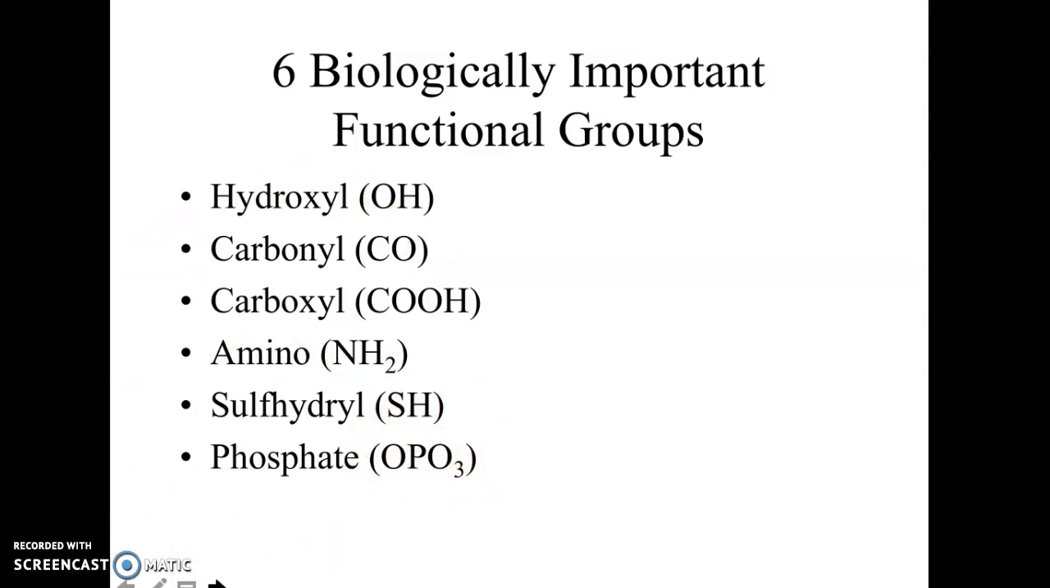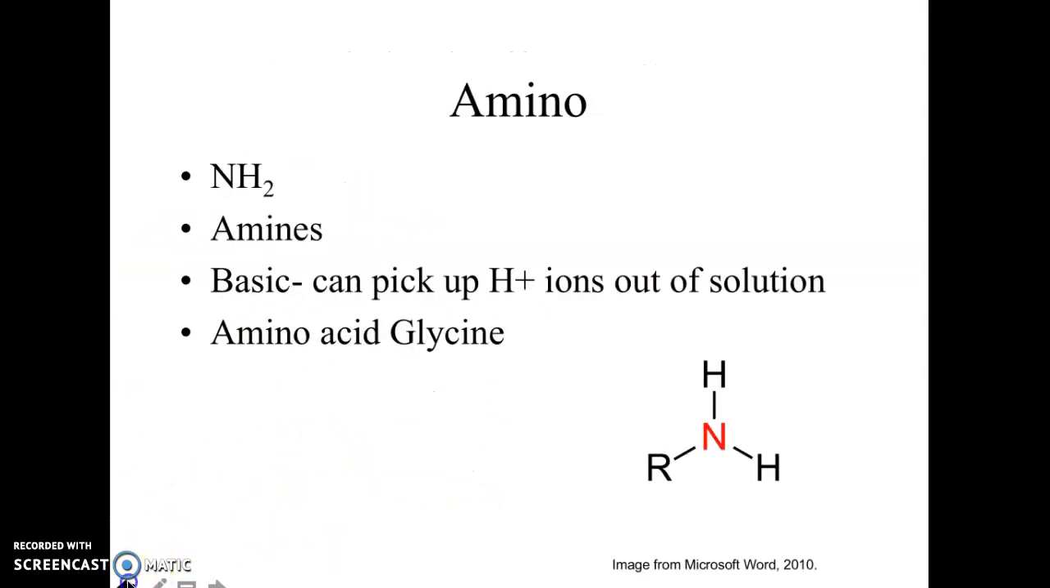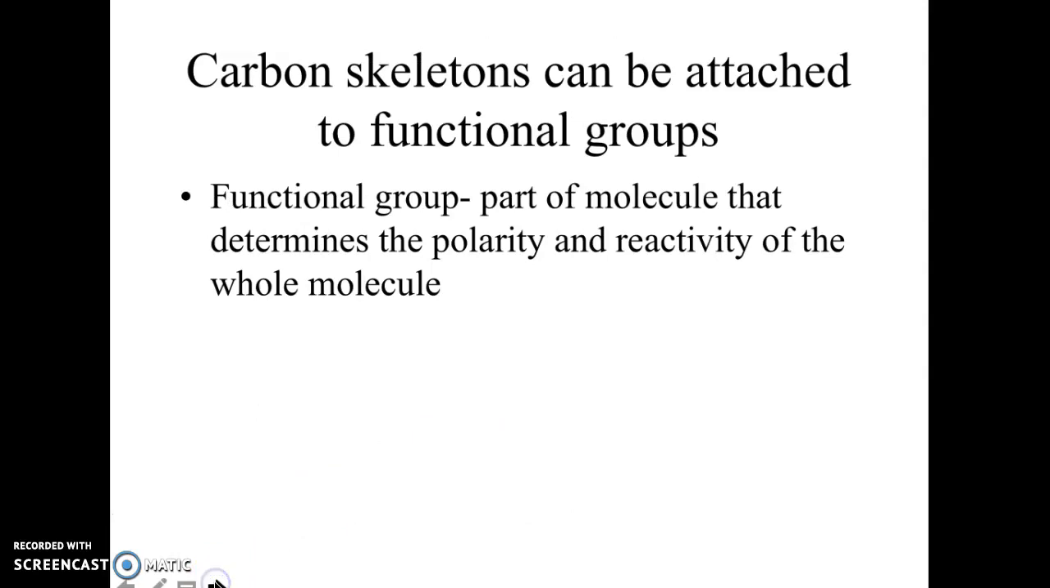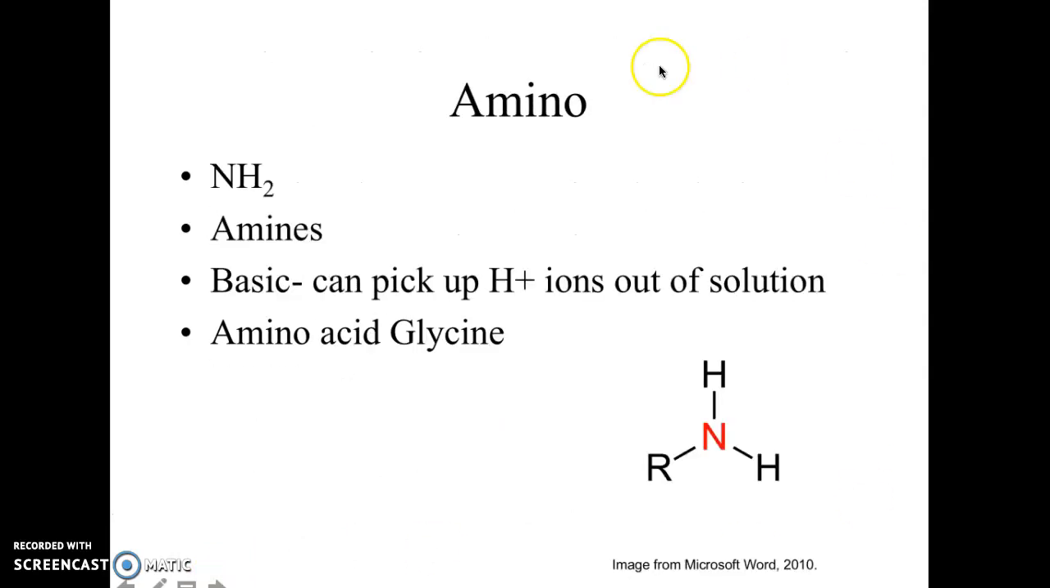These are functional groups that might very well be attached to our chain, right? So they might take off one of these hydrogens and put one of those functional groups there. And that's going to change how it reacts with something else, how it's going to work with something else, its polarity, etc. One example I'm showing you here is the amino group. This one is very different. It's NH2. We call these amines. It's a base, so it can pick up hydrogen ions out of the solution and help balance it out.